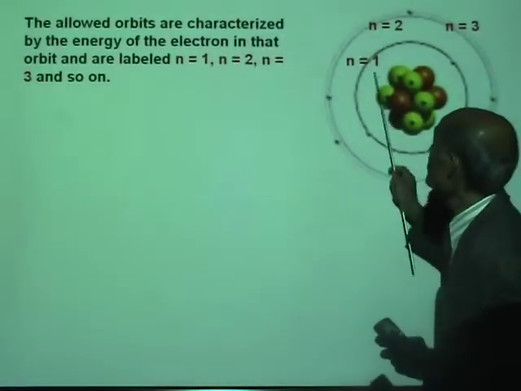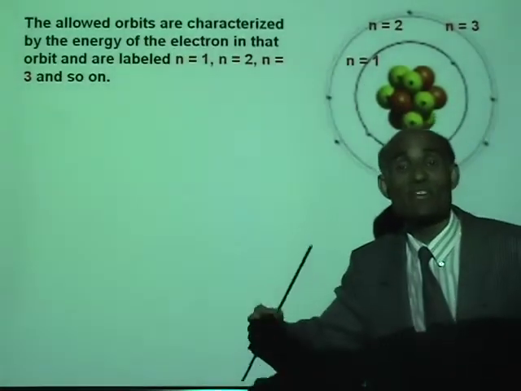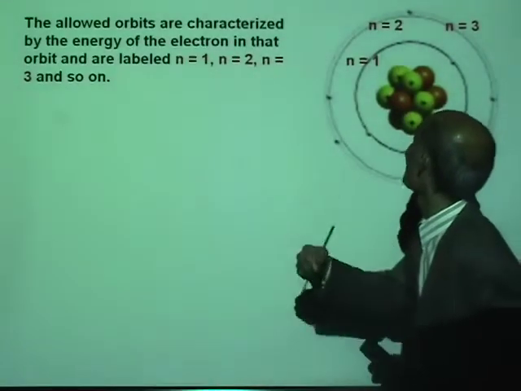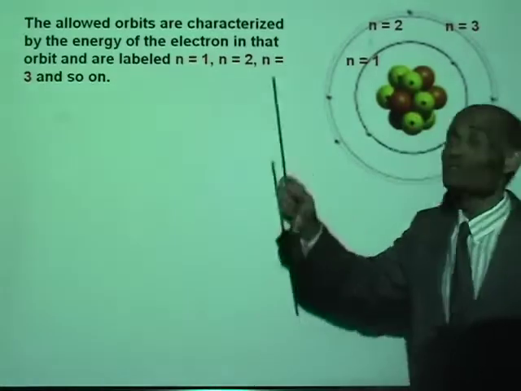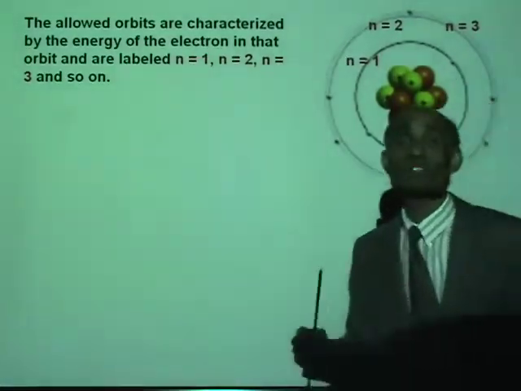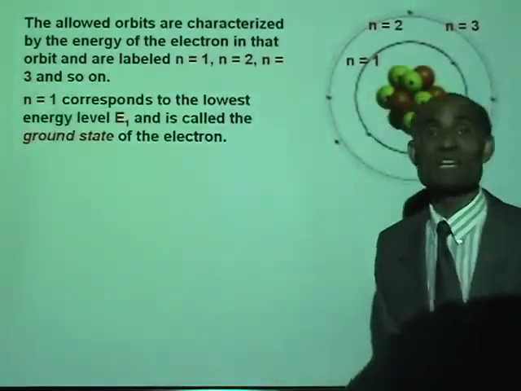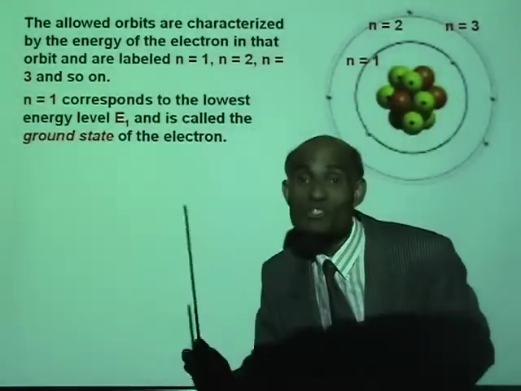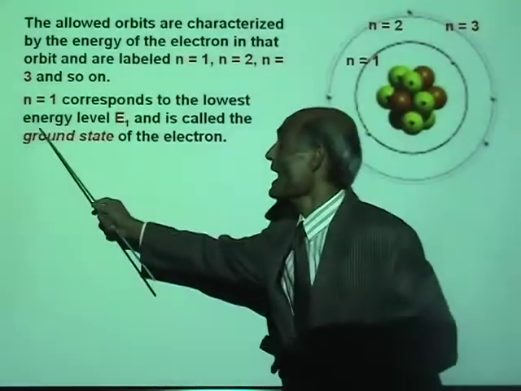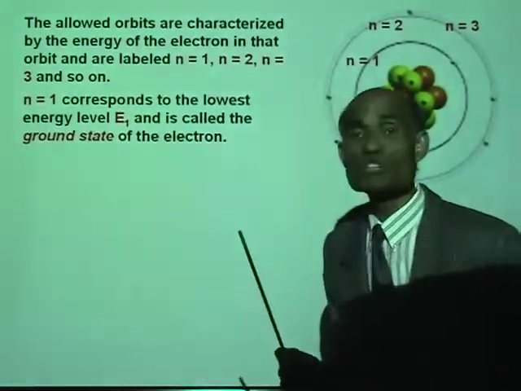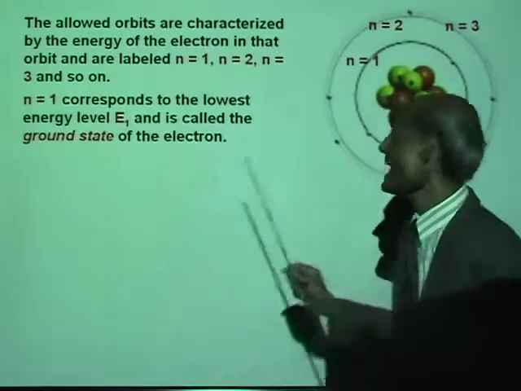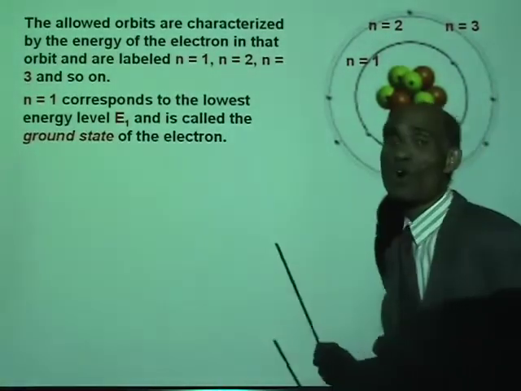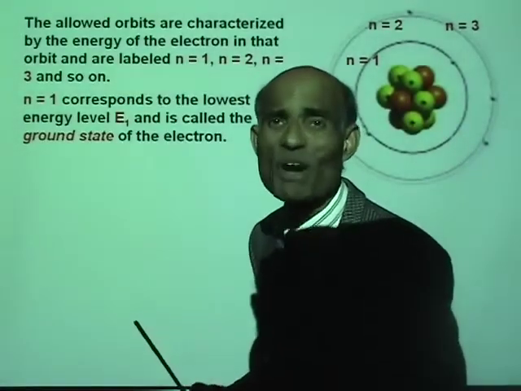Well, n equal to 1 corresponds to an energy E1. N equal to 2 corresponds to an energy E2. N equal to 3 corresponds to an energy E3, and so on. N equal to 1 corresponds to the lowest energy, E1. And that energy state is called the ground state. An electron in the orbit n equal to 1 is called the electron in the ground state.